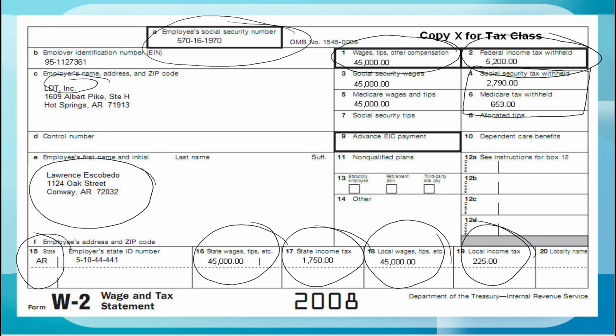So as an employee, you have to make sure that all this information out here looks right, and that's pretty much what the employee has to do when they analyze the form.